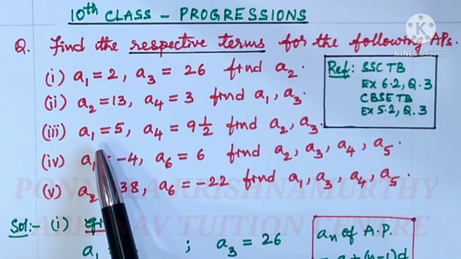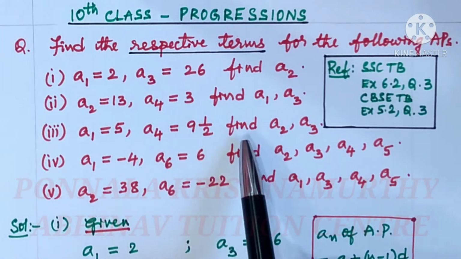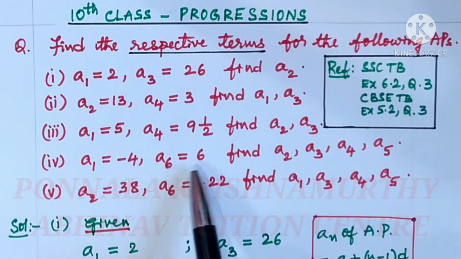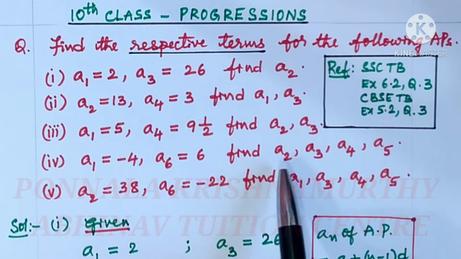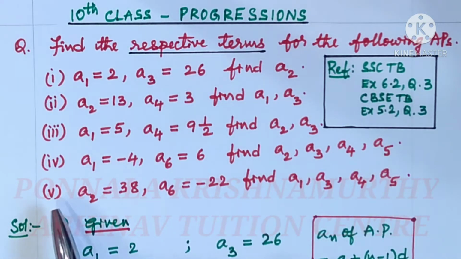Third one, A1 equal to 5, A4 equal to 9 1 by 2, find A2, A3. Fourth, A1 equal to minus 4, A6 is equal to 6, find A2, A3, A4, A5. Fifth one, A2 equal to 38, A6 is equal to minus 22, find A1, A3, A4, A5.